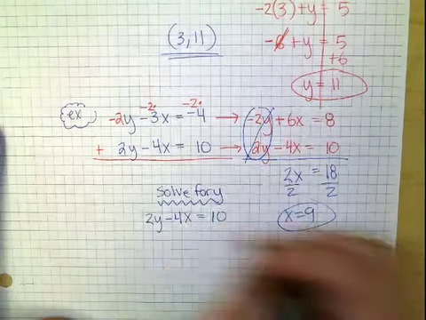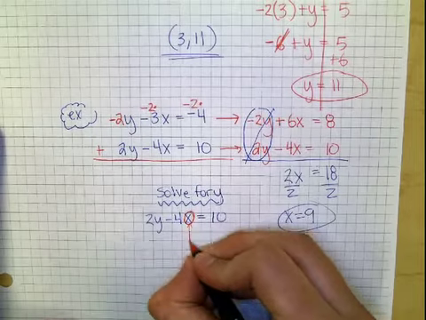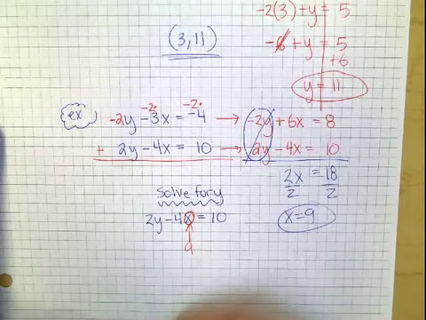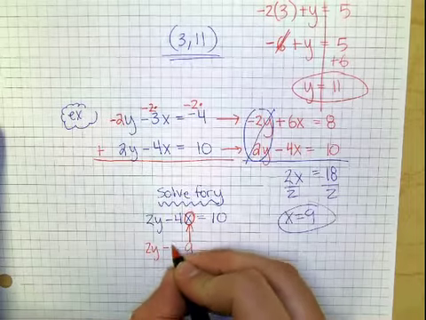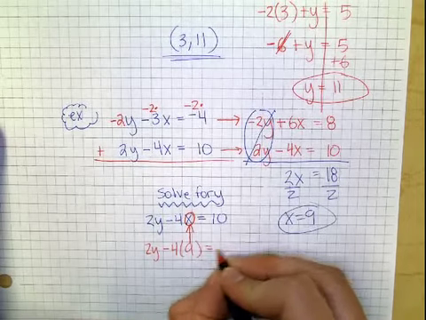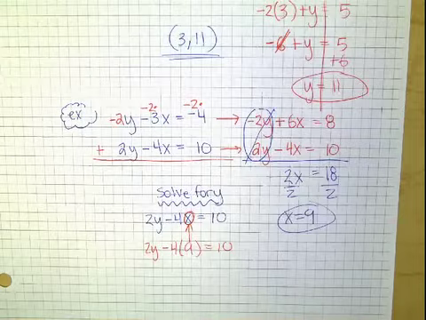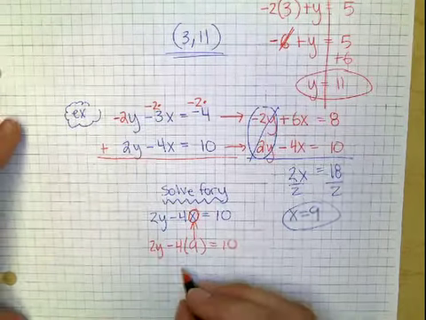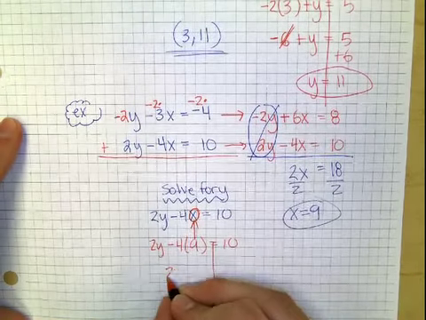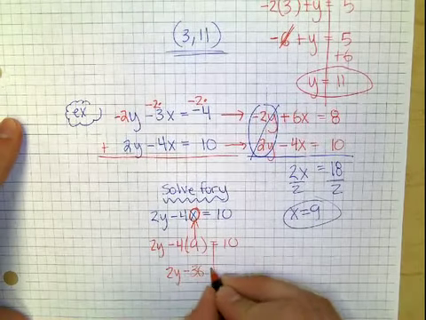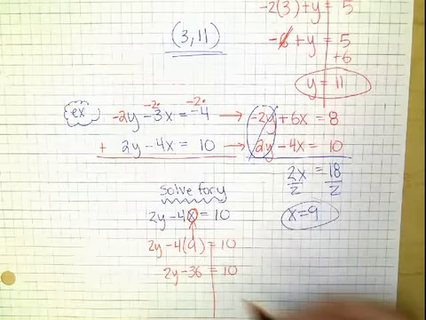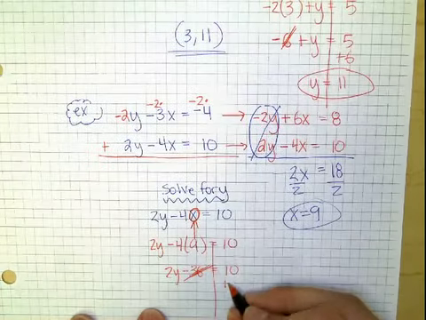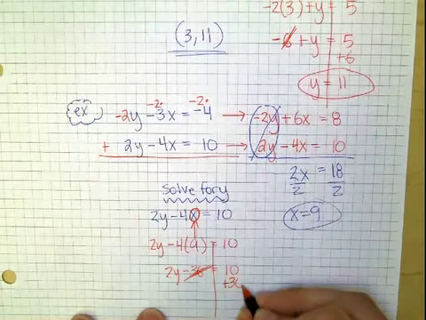We got the answer is x equals 9. So right here, I'm going to put 9 in there. So I'm going to have 2y minus 4 times 9 equals 10. And then that's the thing we're going to solve. So let's multiply this out. 4 times 9 is 36. So I'm going to have 2y minus 36 equals 10. And then if I flip the 36 over, it'll become a positive 36. And 10 and 36 added together is 46. So I get 2y equals 46.